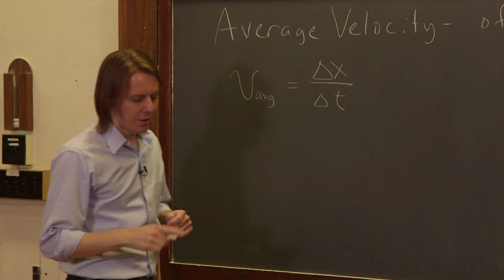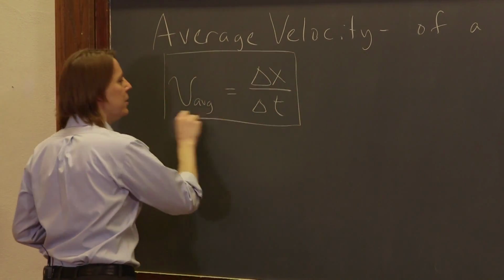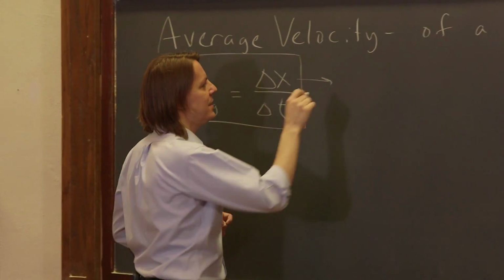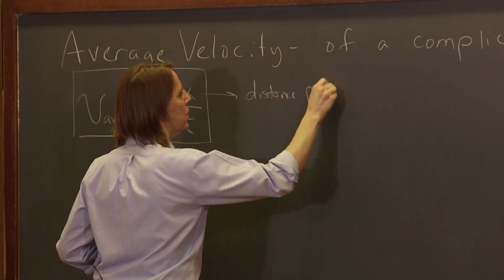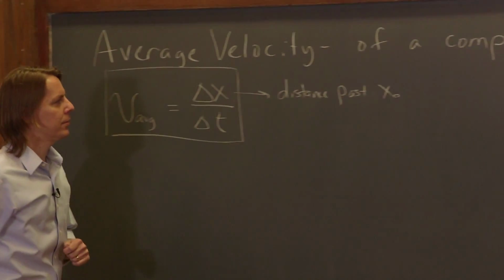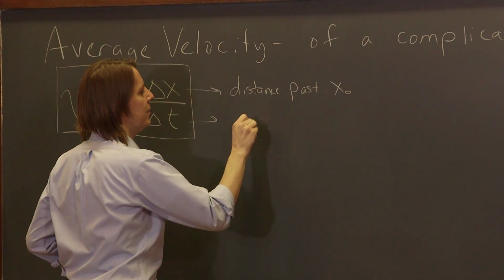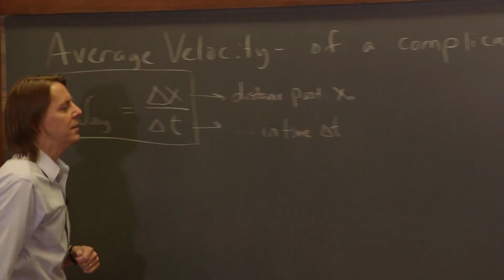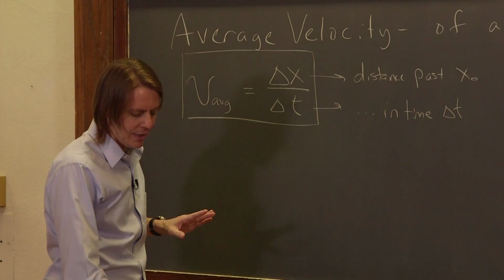So now let's think about what those mean. Let me put a box around that. That's kind of an important one. Delta x means the distance past x naught, and delta t means the time, in a time interval delta t. We'll show you how to get rid of the deltas in a second.